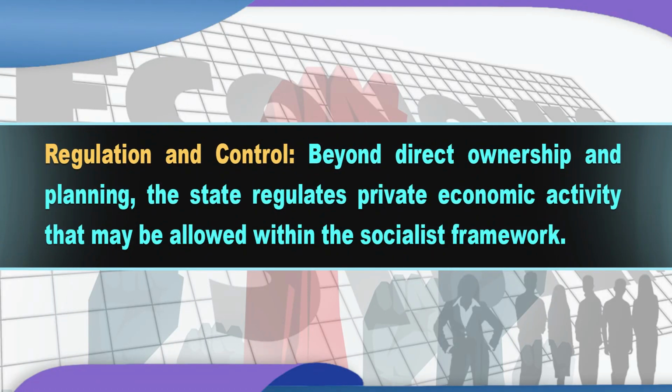Trade decisions are made based on national economic planning rather than market opportunities, and may prioritize self-sufficiency or strategic relationships over economic efficiency. Beyond direct ownership and planning, the state regulates private economic activity that may be allowed within the socialist framework. This can include price controls, production quotas, licensing requirements and restrictions on private accumulation of wealth.